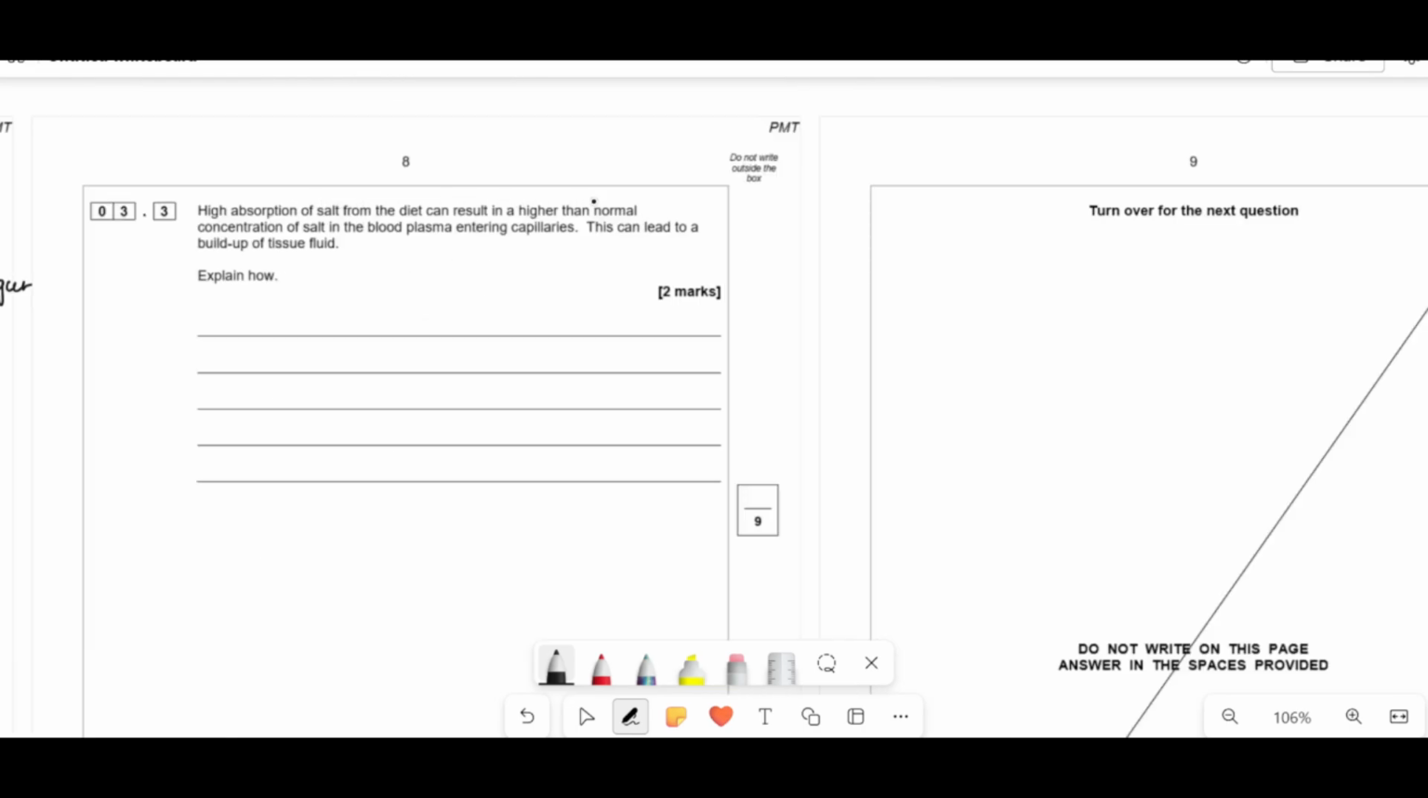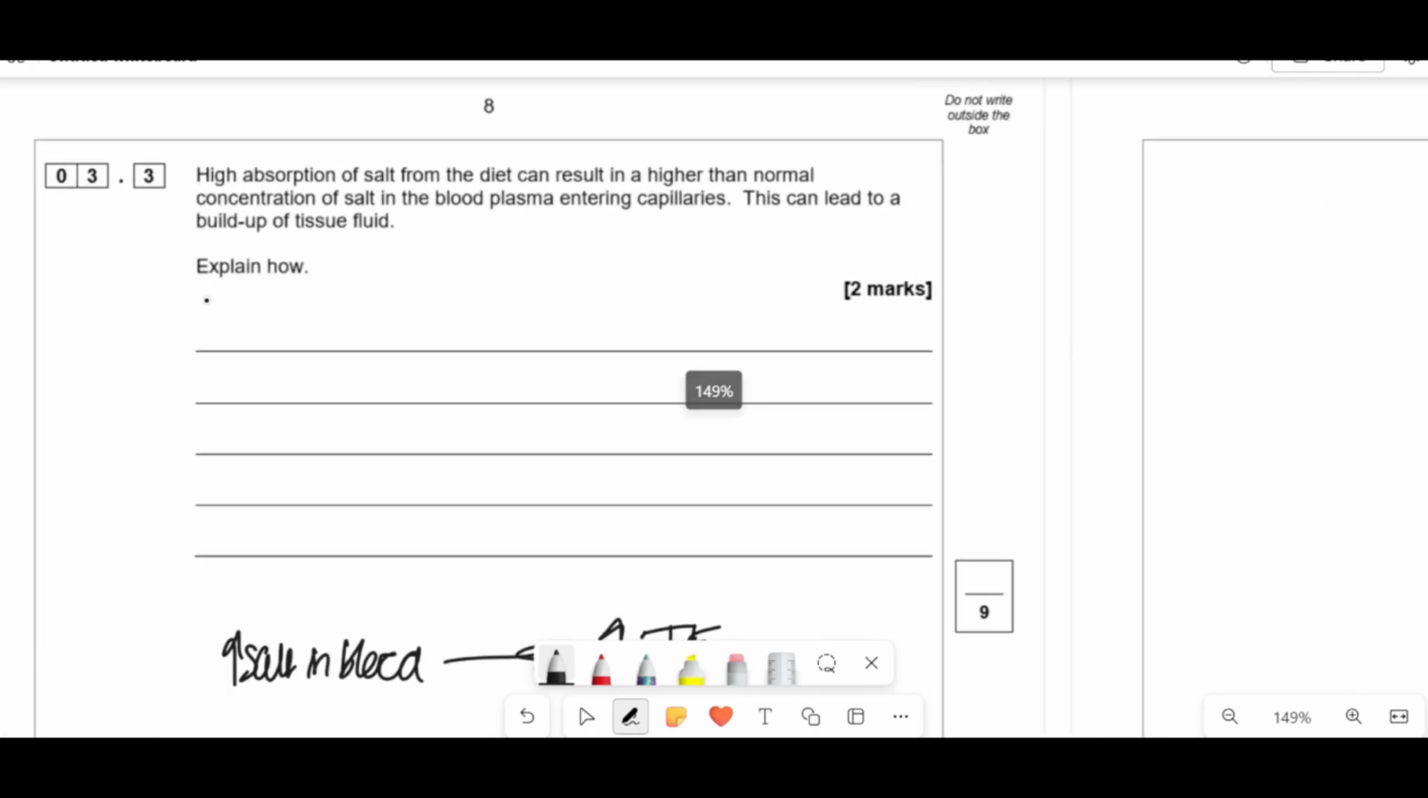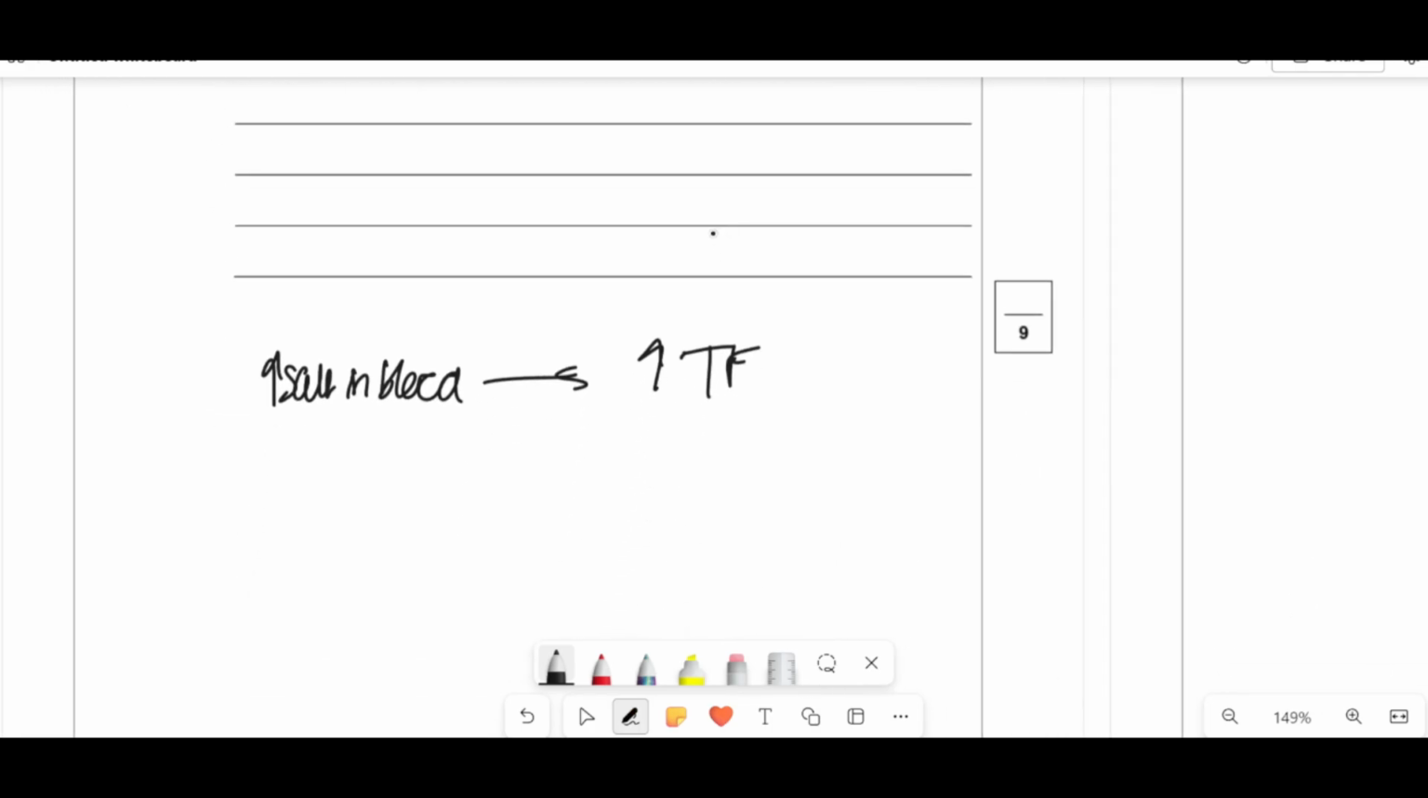High absorption of salt from the diet can lead to a higher than normal concentration of salt in the blood plasma. This can lead to a buildup of tissue fluid. Explain how. So he's quite literally told you that more salt in blood equals more tissue fluid. So you need to look at how tissue fluid normally works and then ask, what's going on here?